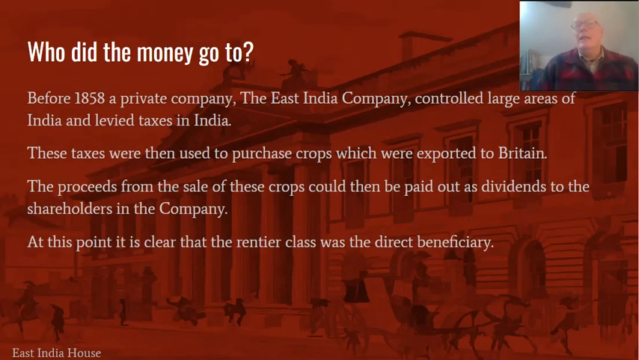So who did the money go to? Before 1858, a private company, the East India Company, controlled large areas of India and had acquired the position of being able to levy taxes. It, in a sense, put a private company in the position where feudal rulers had once been.